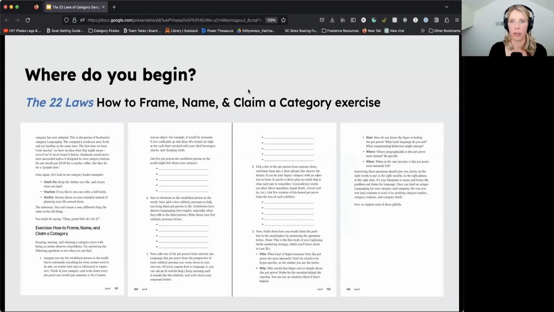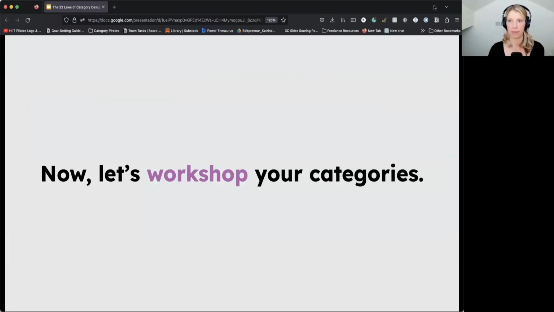Really quickly, I just wanted to show you all what the How to Frame, Name, and Claim a Category exercise looks like in the new 22 Laws book. We have 5 big questions that run you through listing your super's pet peeves, getting into the character of that super, experimenting with your languaging and putting that into a really short phrase, and then workshopping that and eventually picking one and starting to educate the world on it using the rest of the book. If you want a practical way to start, both the AI worksheet and this will help with that. But that said, let's get into some workshopping.